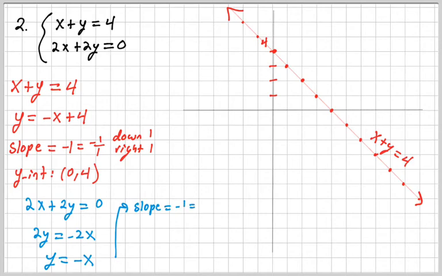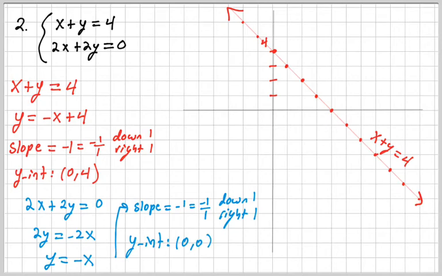It's negative 1, which can be rewritten as negative 1 over 1, so we know that it's down 1 and right 1. Okay. Notice that there's nothing else, it's just y equals negative x. So, negative x plus 0. So, the y-intercept is in fact the origin.